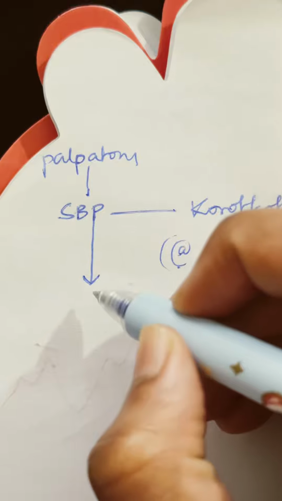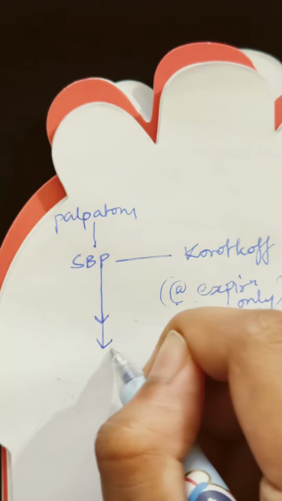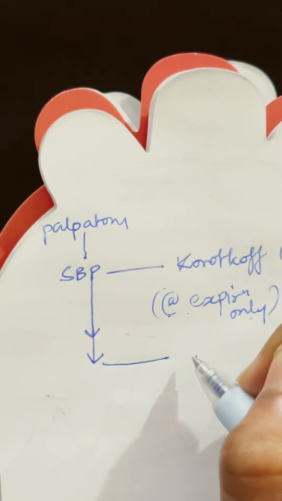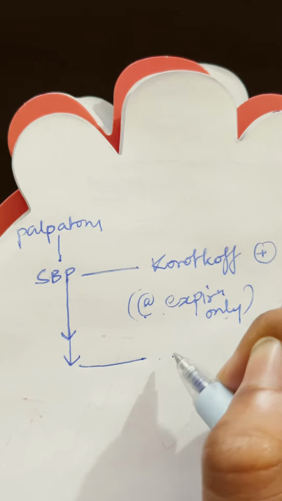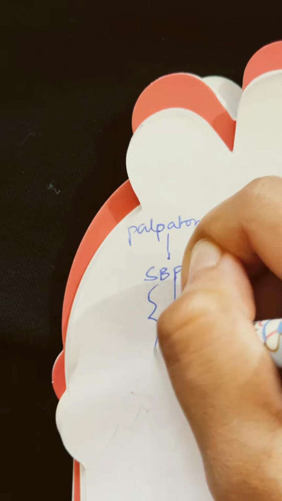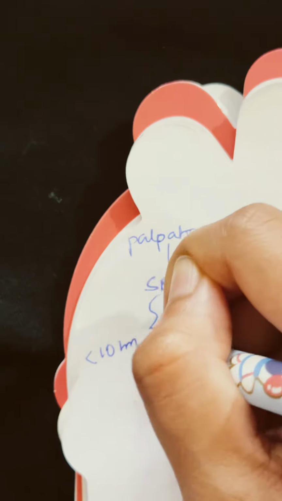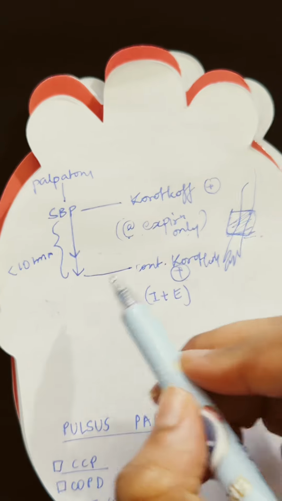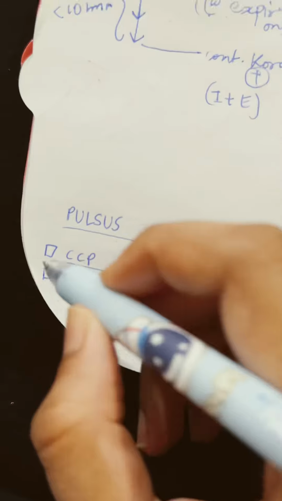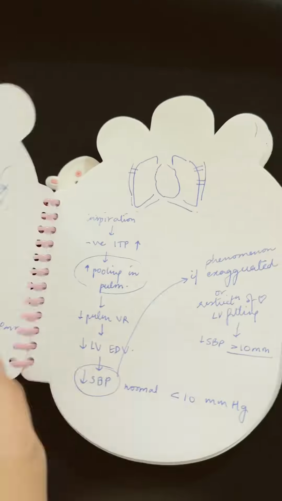This lowering of the cuff pressure is going to be very, very slow up till you reach a point where you hear the Korotkoff sounds both during inspiration and expiration. That is, you hear continuous Korotkoff sounds. Now, this pressure difference should ideally be less than 10 mm. But like we said, if this fall is more than 10 mm, then we have a pulsus paradoxus. Remember the conditions that you see it in. And we're done with pulse.